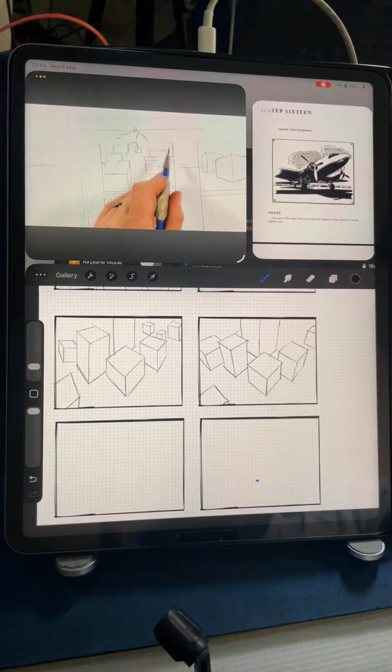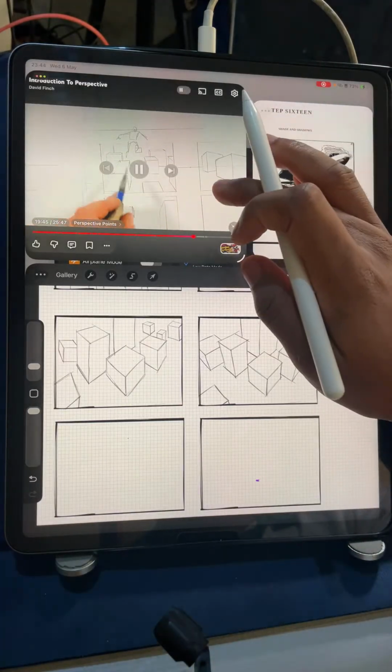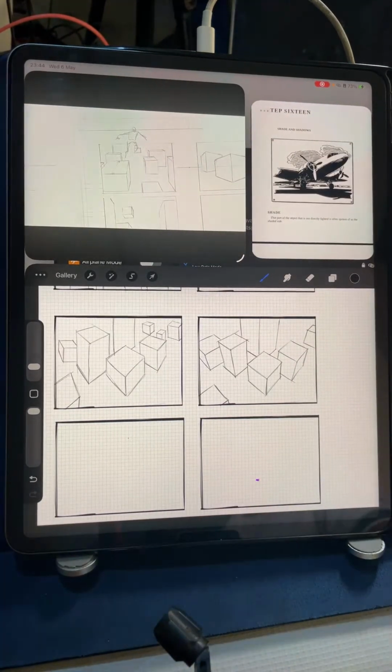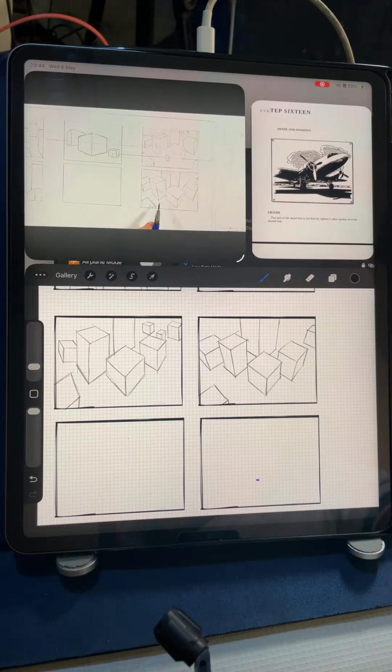Before I discuss anything else, I really want to point out that the same rule applies for this panel as well. Because I've got my horizon well above my scene, these shapes really should be going down to a third point. You get something a little bit more similar to this.